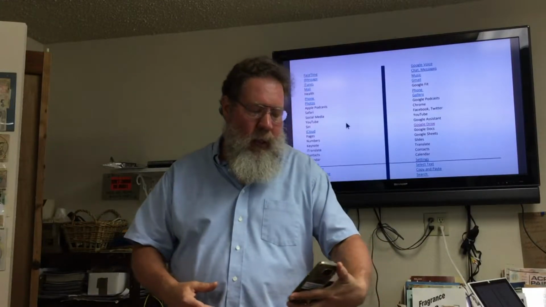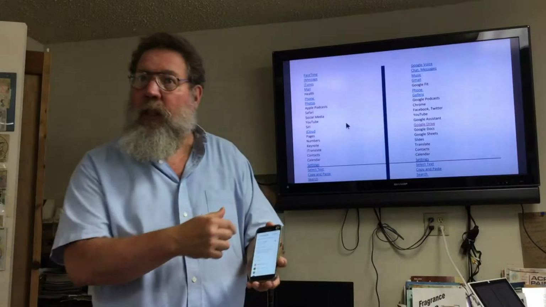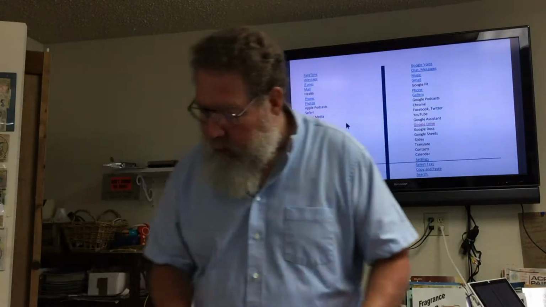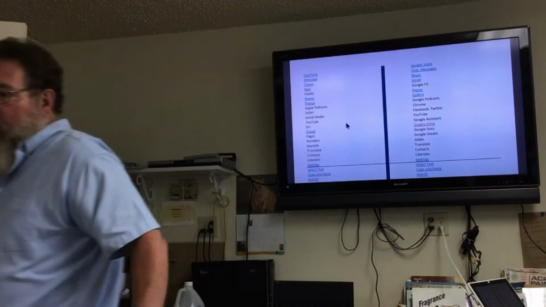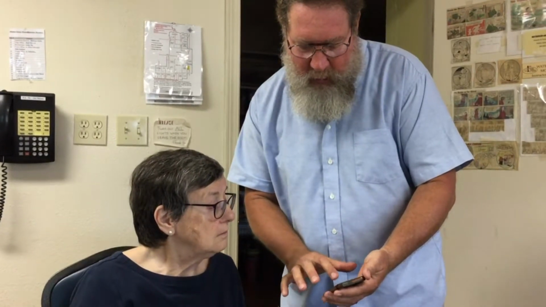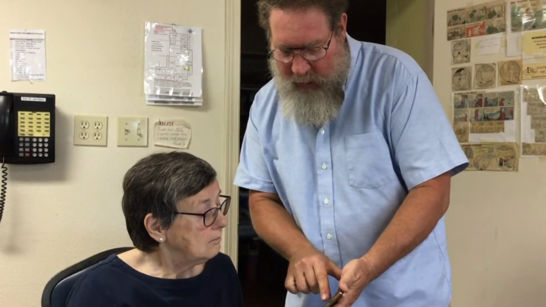Okay, so that's what those little things are that run across the top of the phone. Now, if you have an iPhone, you would have to go to the settings application. So you go to your settings, and then there's notifications right there.